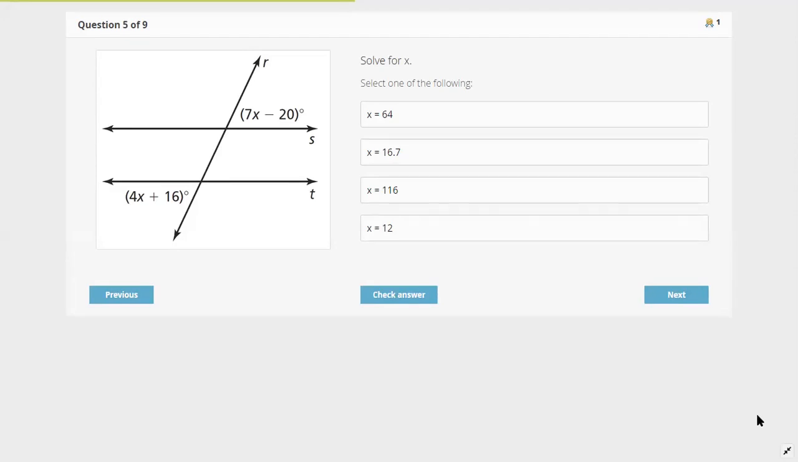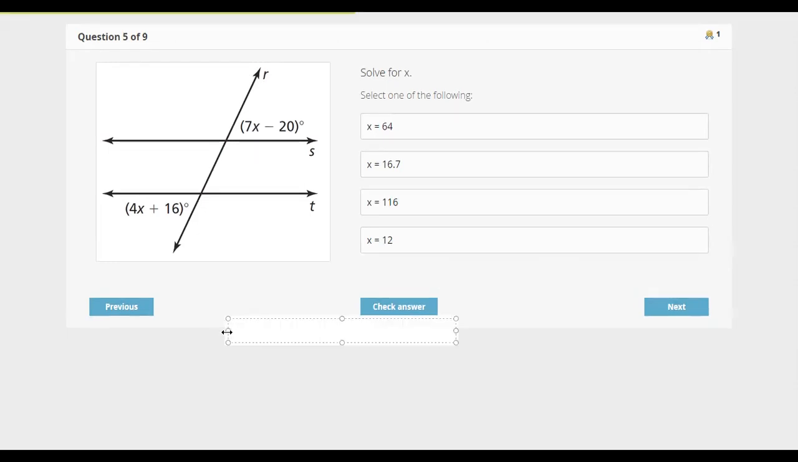So do we send it or we will answer? Please answer it, and then when you finish, tell me, Ms. Sahar, I'm done. Okay, Nano? What is the value of x which you have? 7x minus 20 equal 4x plus 16. Did you find the value of x? Miss, I'm done.